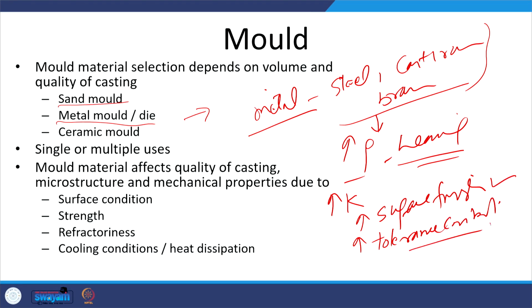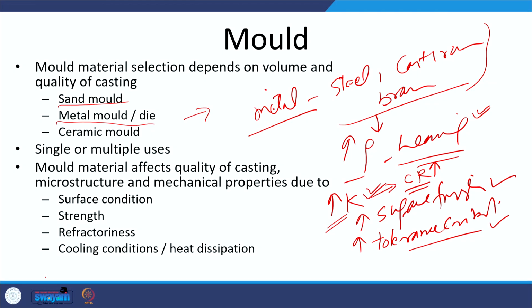Surface finish is good, dimensional accuracy is good, but these offer higher thermal conductivity and these are heavy in weight. So, handling the metallic molds will be difficult, but high thermal conductivity will offer higher cooling rates to the molten metal during the solidification. So, these are the various features.